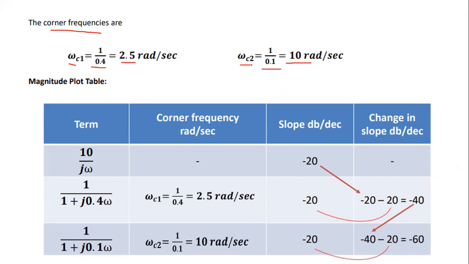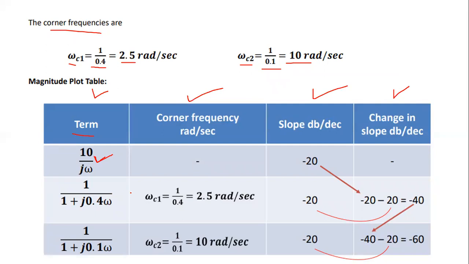Once the corner frequencies are done, next you need to identify the magnitude table. In the magnitude table, the columns will be the term, corner frequency, slope, and change in slope. The first term is always either K, or K into s, or K by s. That means constant K alone, or derivative factor K into s, or integral factor K by s. In our case, we are having 10 by j omega, that is the integral factor, the K by s form. So 10 by j omega is the first term.